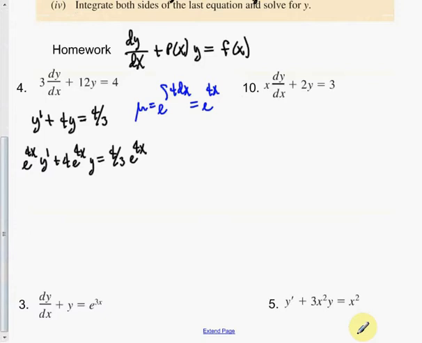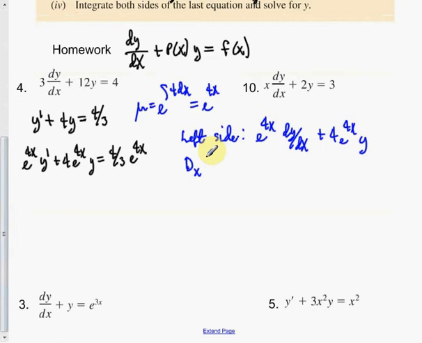Let's look at the left side. Let's come over here and just write it. Just the left side. So this is e to the 4x dy over dx plus 4 times e to the 4x times y.